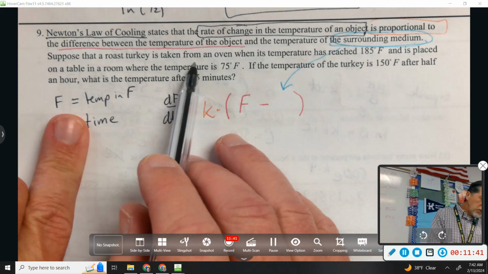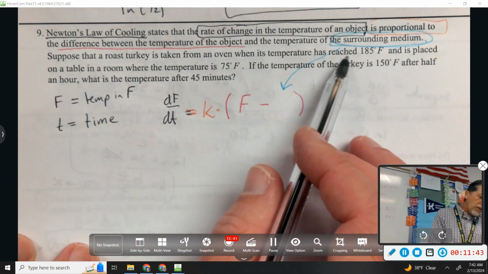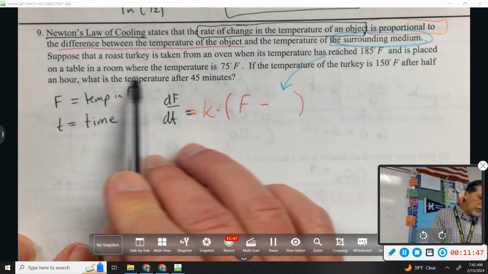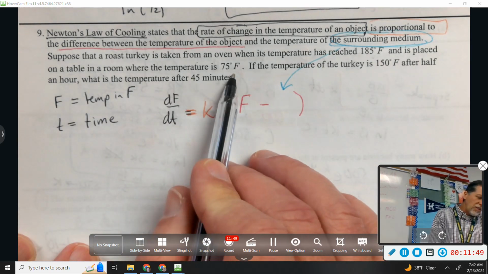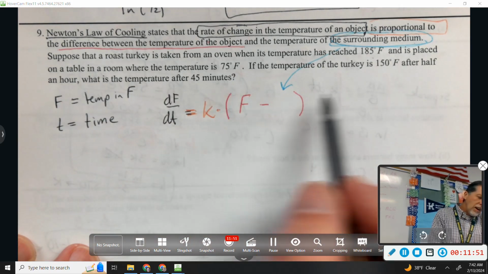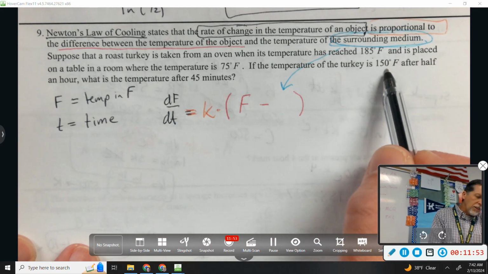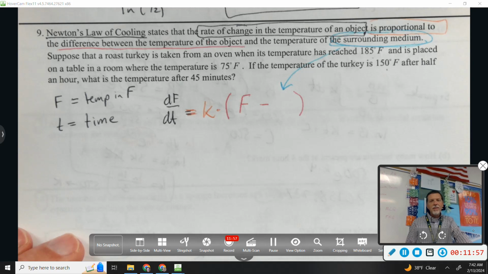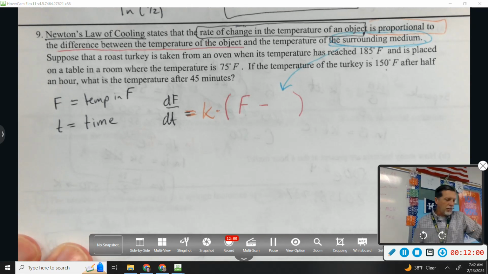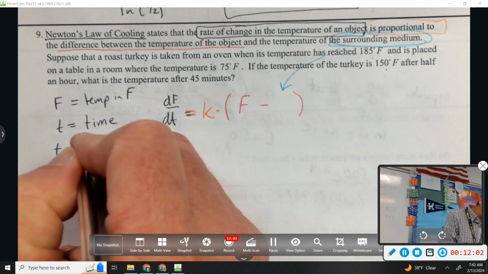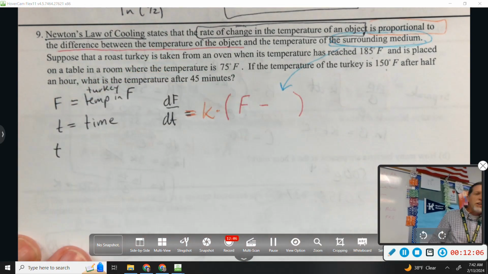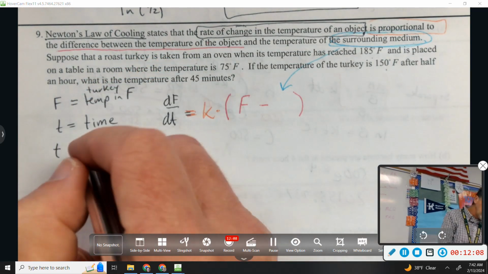Suppose that a roast turkey is taken from an oven when its temperature has reached 185 degrees F and is placed on a table in a room where the temperature is 75 degrees Fahrenheit. If the temperature of the turkey is 150 degrees after half an hour, what is the temperature after 45 minutes? Okay, that's a lot of information. So F is our turkey temperature as opposed to room temperature.